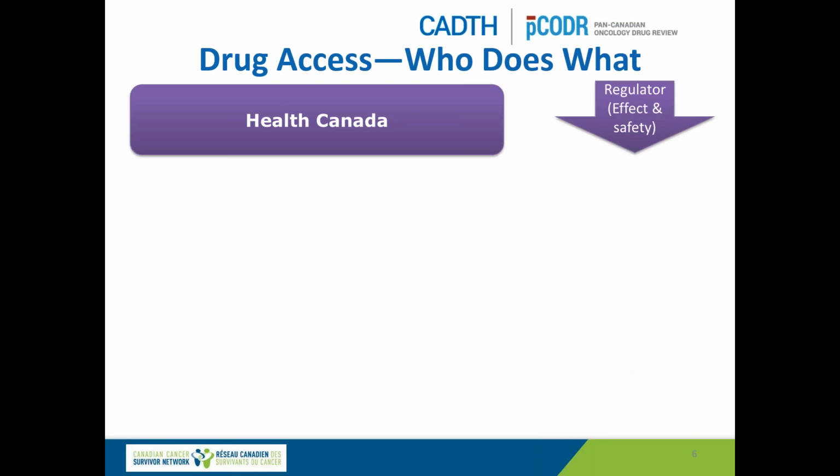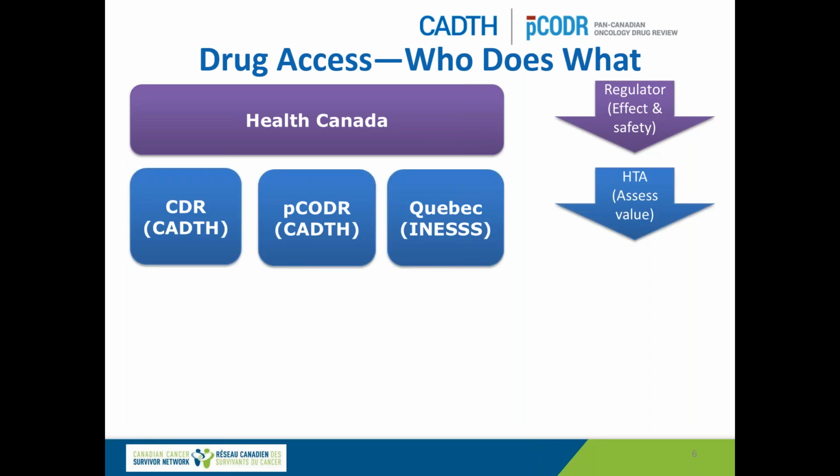So Health Canada, of course, is the regulator, and they are the ones who determine the efficacy and safety of drugs and authorize the market approval within Canada. Next, once a drug is authorized to be marketed in Canada, it comes through the HTA, or the Health Technology Assessment process. And so the role of the HTA groups is to assess the value of the drug if it were to be introduced into the system.